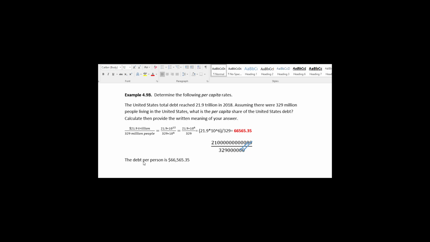So there it is. The debt per person is $66,565.35, and that was a while ago. So that's what that means. If we divided the total debt of the country by every person in the country, each person would owe that much money.